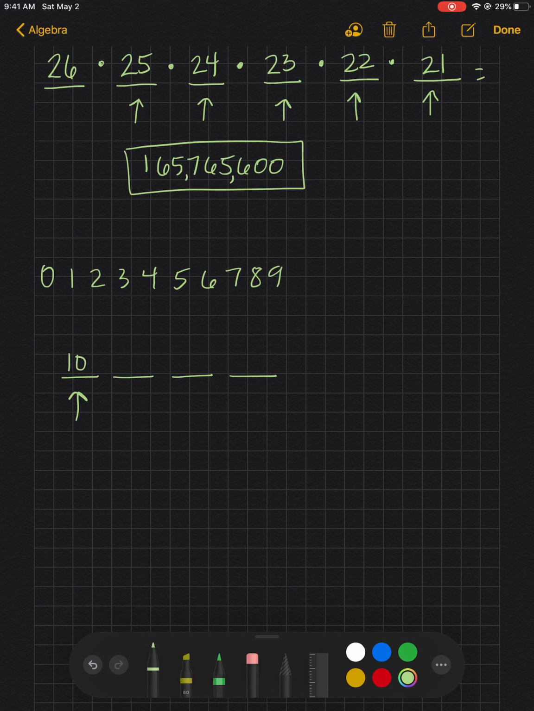All right, so we have 10 digits to choose from for the first number. How many do we have for the second number? We have 9 because we've already used one. Then we'll have 8 to choose from, and then we'll have 7 to choose from. So how many different combinations for a password do we have? 10 times 9 times 8 times 7. We have 5,040 different combinations of four-digit passwords if you don't repeat any numbers.